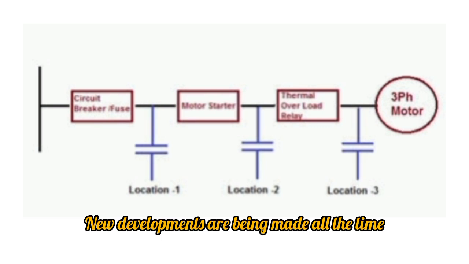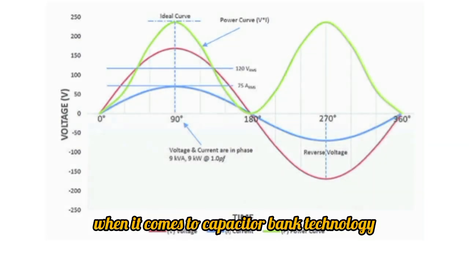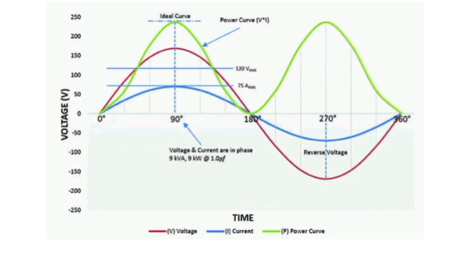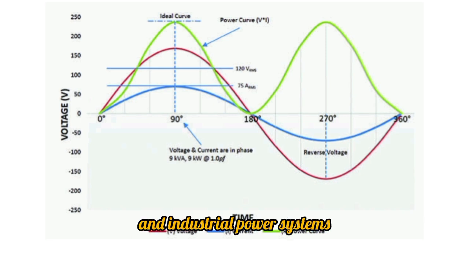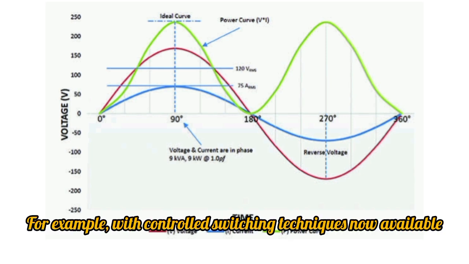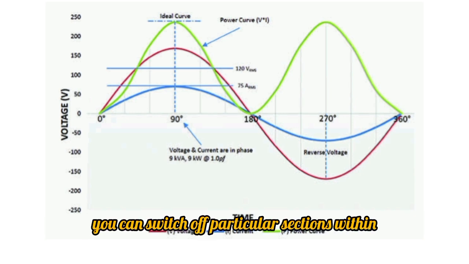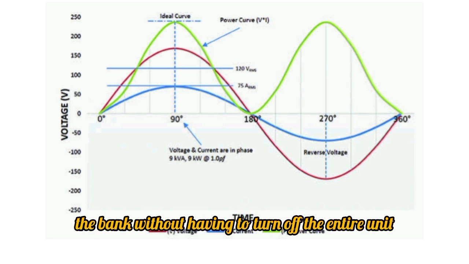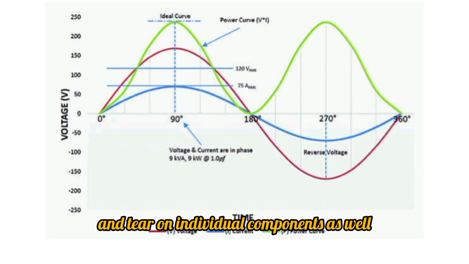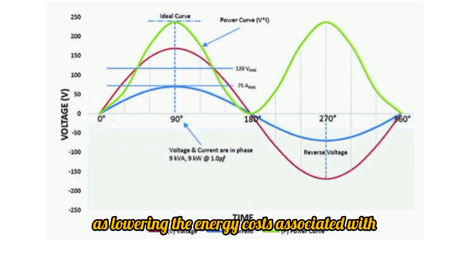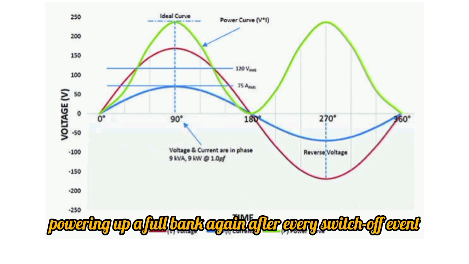New developments are being made all the time when it comes to capacitor bank technology and the way the devices are deployed within commercial and industrial power systems. For example, with controlled switching techniques now available, you can switch off particular sections within the bank without having to turn off the entire unit. This helps reduce wear and tear on individual components as well as lowering the energy costs associated with powering up a full bank again after every switch-off event.